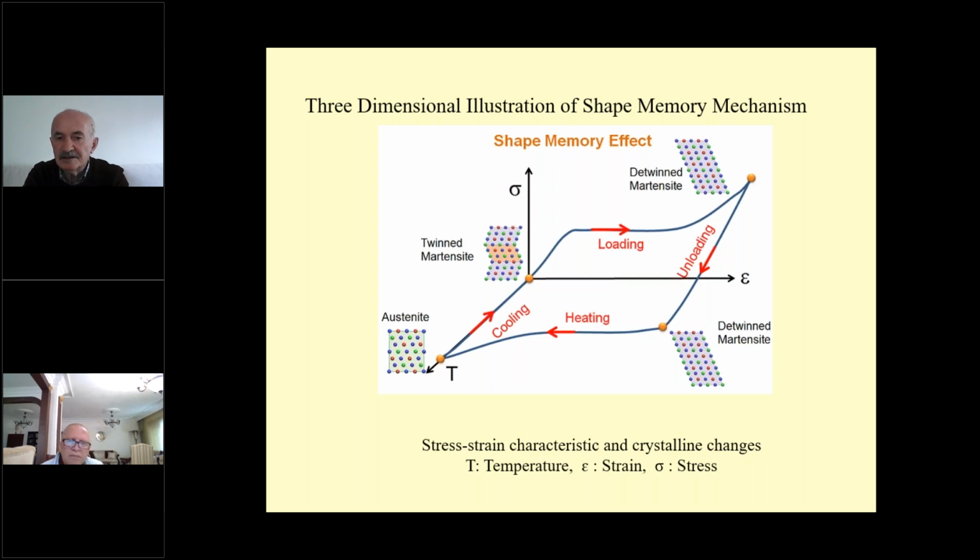This is the three-dimensional illustration of the shape memory mechanism. On cooling, the ordered parent phase structure turns into twinned martensitic structures by means of thermally induced martensite transformation. By deformation, the twin structures turn into detwinned martensite structures, and on heating, they turn back into the ordered parent phase structures. The crystal structure of the material cycles between detwinned martensite structures and ordered parent phase structures thermally, on cooling and heating.